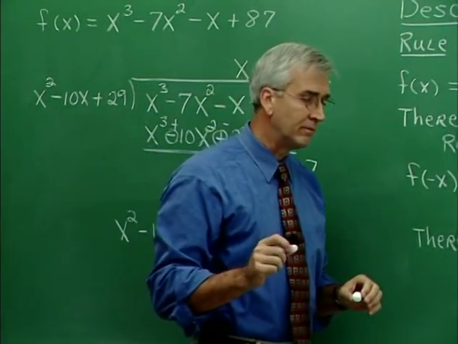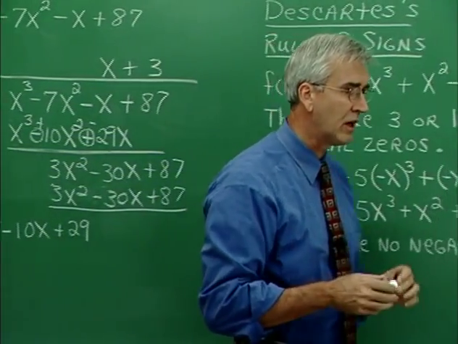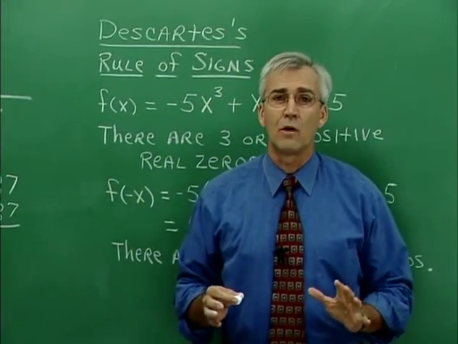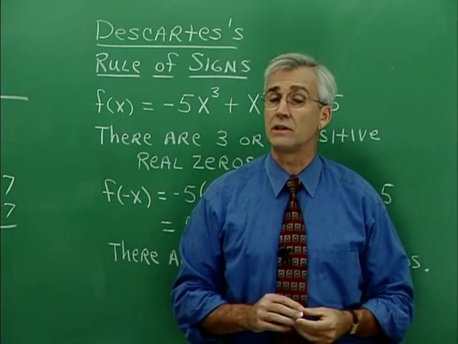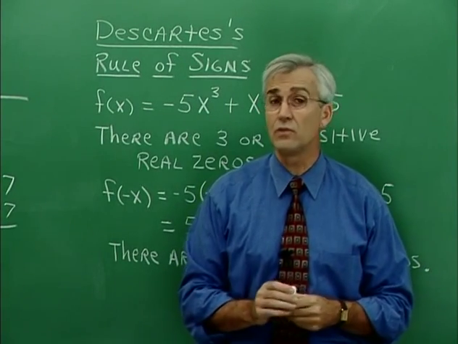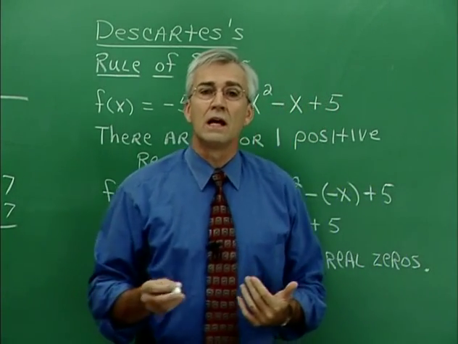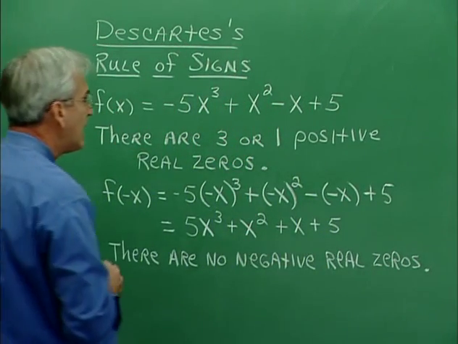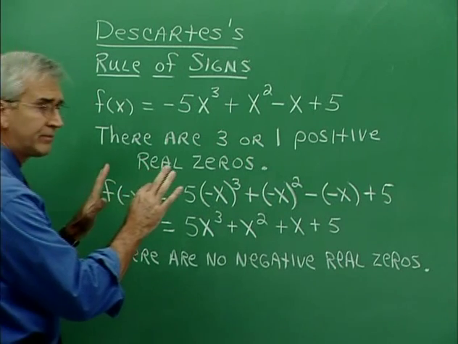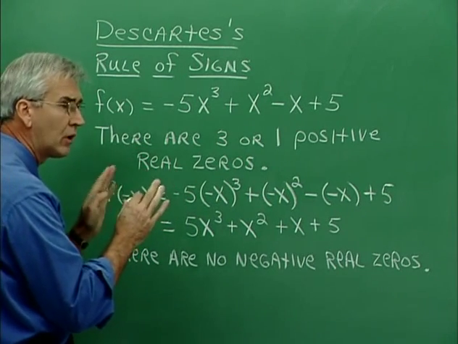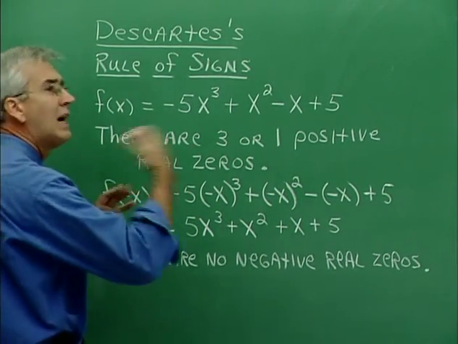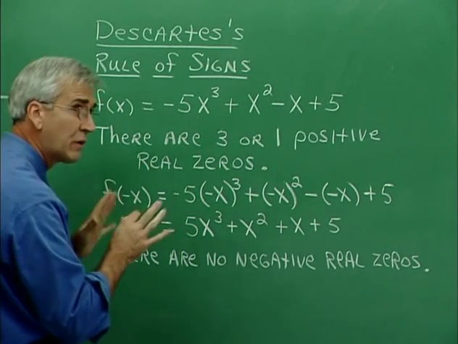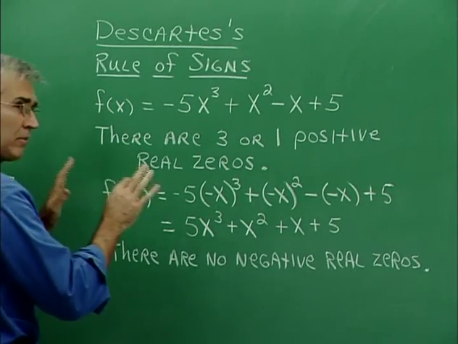Let's talk about a couple of other strategies that can be brought to bear in analyzing polynomial functions. We've already looked at a number of situations, the leading coefficient test, for example, and we've used synthetic division quite a bit. This is called Descartes' rule of signs, and it allows us to establish the possible number of positive and negative real zeros in our polynomial at hand.